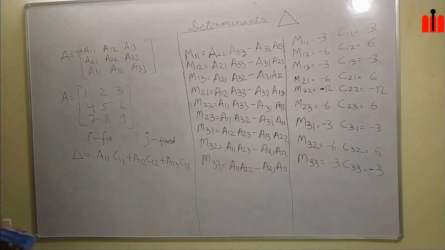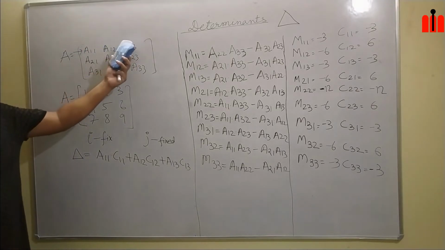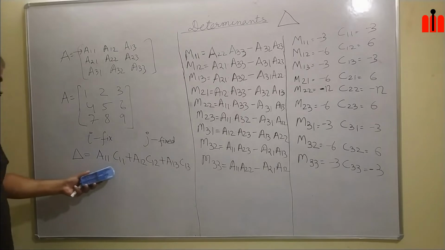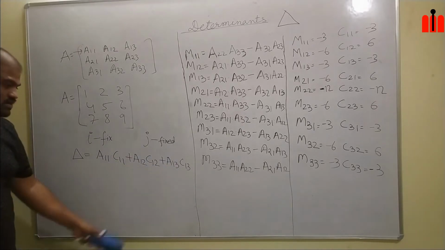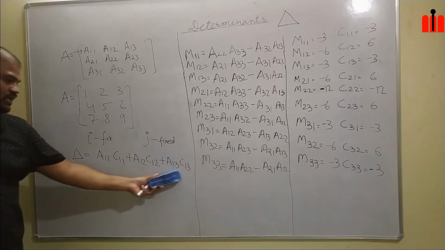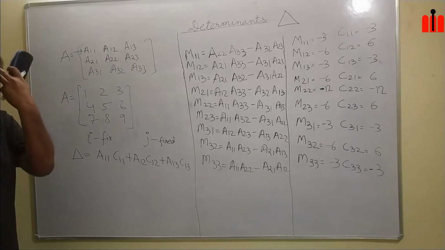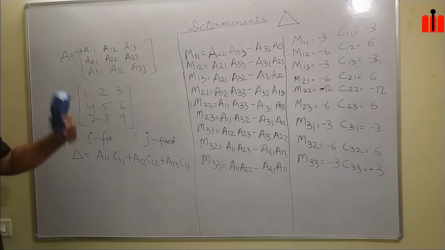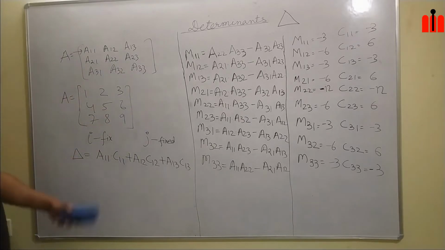Okay, so my determinant along the first row will be A11 C11, A12 C12, A13 C13. The sum of all three will give me the determinant. Are you getting it? If I expand through any of the other rows, how will it be?